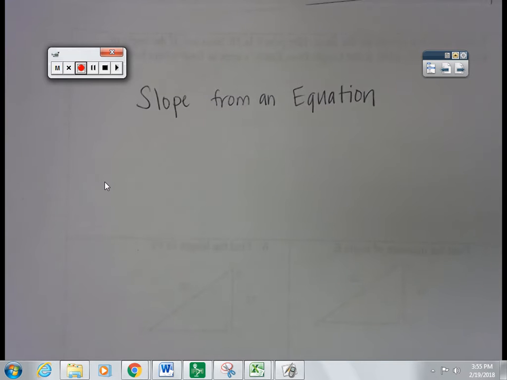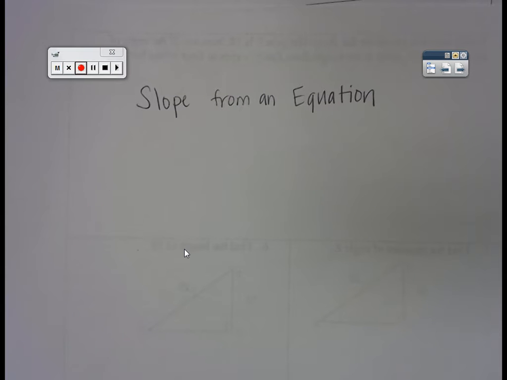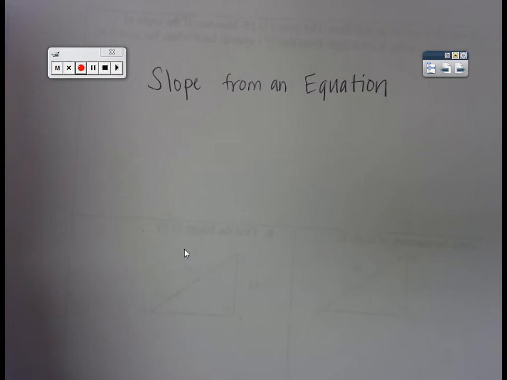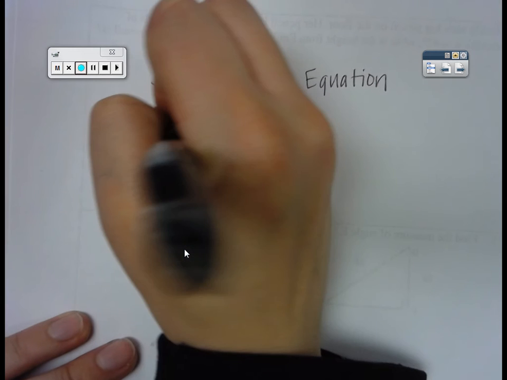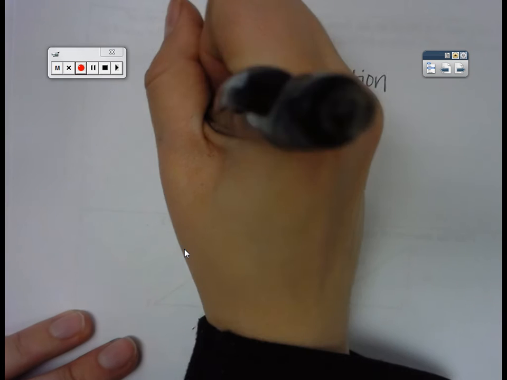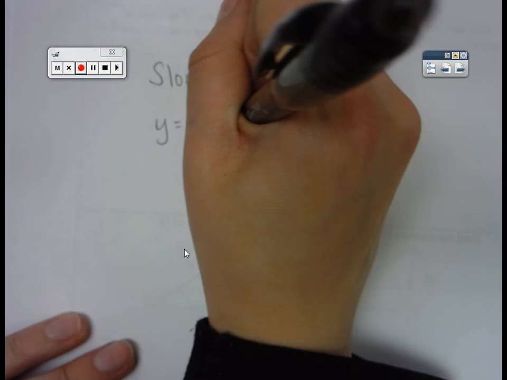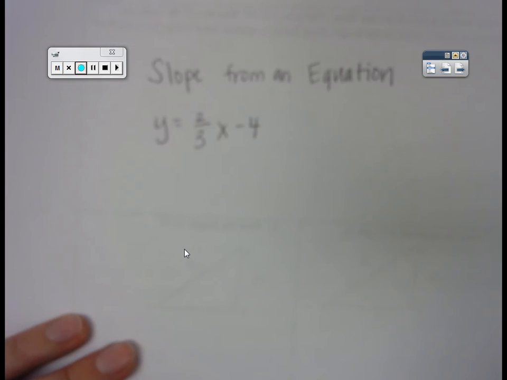So in this one we're going to talk about how to get slope from an equation. We're talking about linear equations. If you have an equation and it's in y equals form, like y equals 2 over 3x minus 4, something like that, then it's already in y equals, okay?